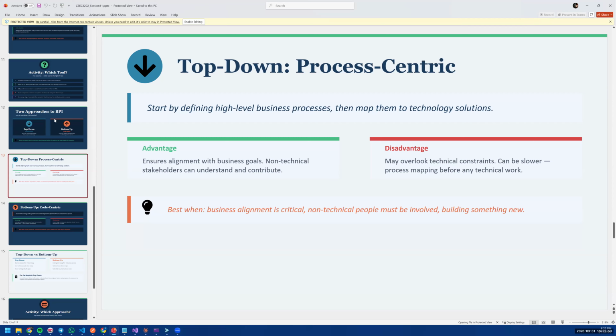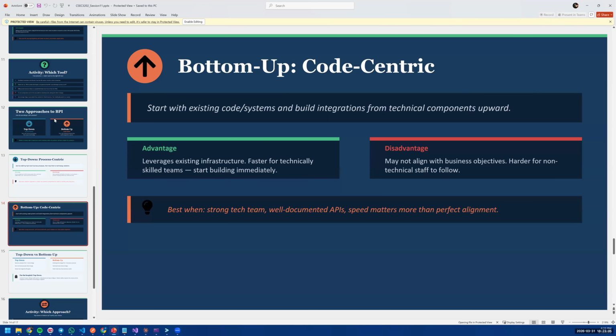Good. Okay, so next we're going to be looking at the bottom-up code-centric approach now. The bottom-up approach is the opposite. You start with existing code and systems, and then you build integrations from the technical components upward. Instead of mapping out the ideal business processes first, you look at the systems you already have. You look at what APIs are already available, and at the data formats they use, and you start connecting them. And then the business process would emerge from those technical connections.